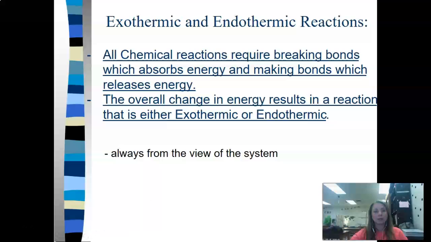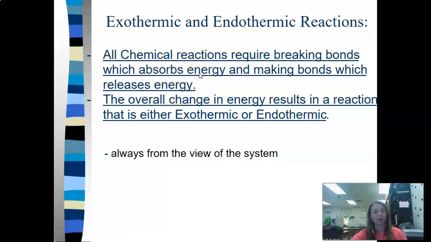So there's two different types of reactions that I want to talk about, which is exothermic and endothermic. And all that means is exo, exiting, endo, entering or in the system. So all chemical reactions require breaking bonds, which absorb energy, and making bonds, which release energy. These are our chemical reactions.